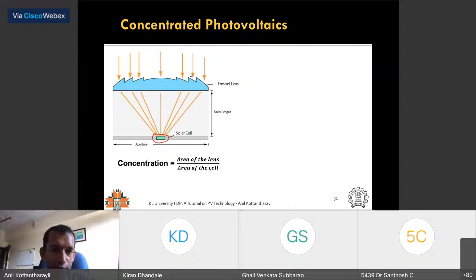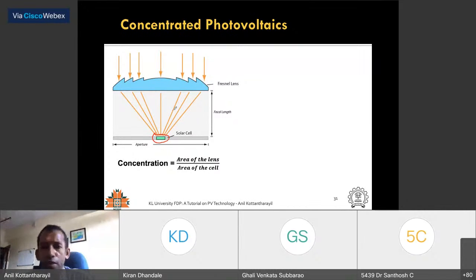The lens is designed in such a way that all this light that is falling on it, right? So the lens area is much larger than the solar cell. And you will make sure that this light is concentrated, using this lens, onto the solar cell. All of this light would be falling on this small area. So this is called a concentrated solar cell.